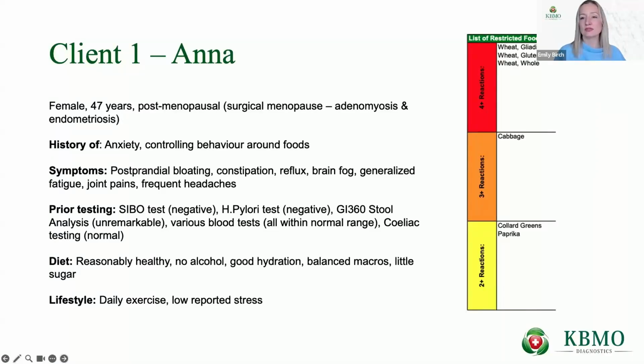So this is what Anna's results looked like. In terms of red, most, what's the word I'm looking for? I would say extreme, but that's an extreme word. Her most inflammatory reactions, probably a better way of putting it, are to wheat, so both gluten, gliadin, and whole wheat. She's also got a reaction there to cabbage and also collard greens and paprika.